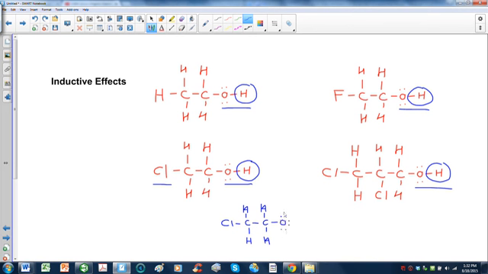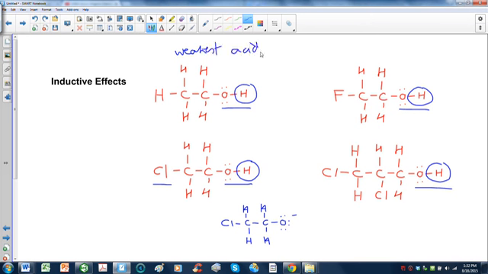If this hydrogen comes off, we have this negative charge on this oxygen here. Doesn't particularly like it. The chlorine pulls electrons towards itself because it's electronegative and eases the burden on the oxygen. Alright? So the more groups you have that are electronegative, the easier the hydrogen is going to come off. So this guy here with no halogens on it is the weakest acid.